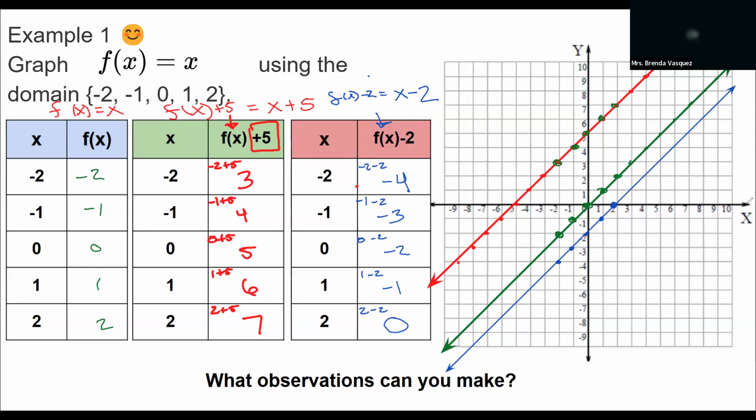So I'm writing my new function. So this can be basically another function. So I can say h of x equals x minus 2. This one over here can be g of x, my new function, and it's going to be x plus 5. And this is my OG function, basically the original one that I was given.